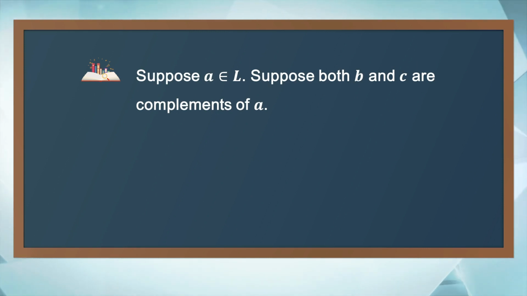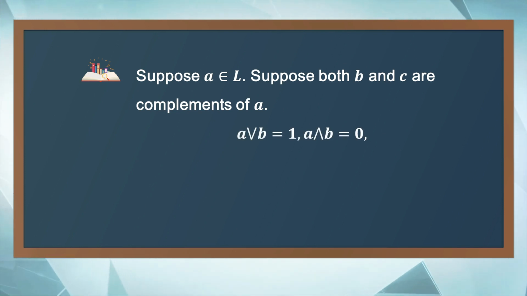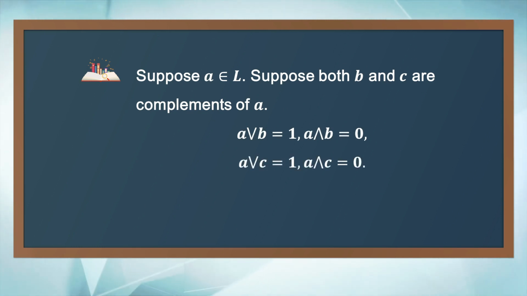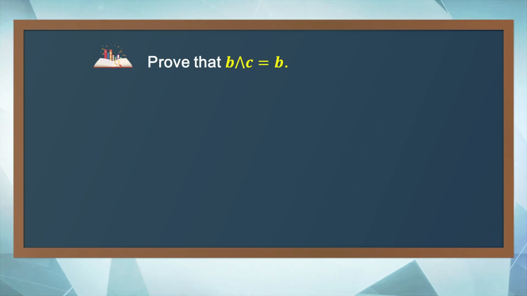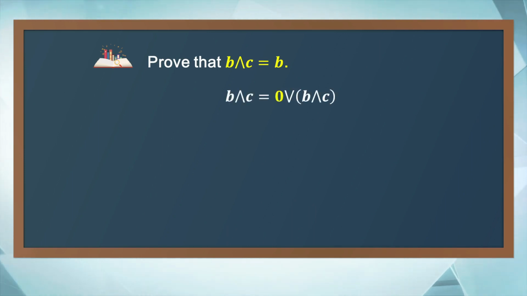By the definition of complement of an element, we have the join of A and B equals 1, the meet of A and B equals 0, and the join of A and C equals 1, and the meet of A and C equals 0. We will prove that B equals C. First, we will show that the meet of B and C equals B. By the definition of the least element, 0 is the least element. The meet of B and C equals 0 joins the meet of B and C.